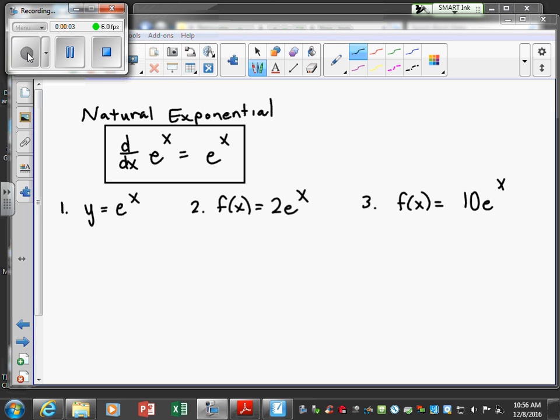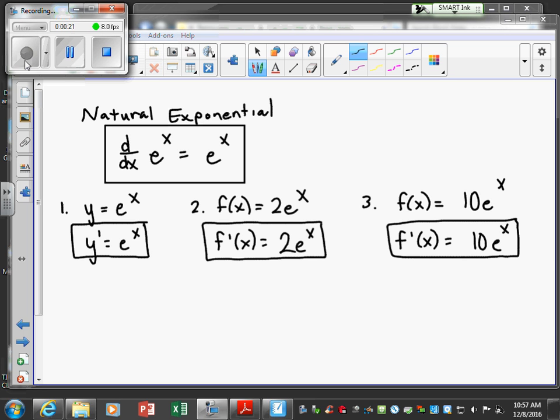Okay, we pick back up and we have a new rule for natural exponential: the derivative of e to the x is e to the x. You can pause the video and write down these examples and attempt them. Okay, these are all pretty basic. This one's just y prime is e to the x by the definition.